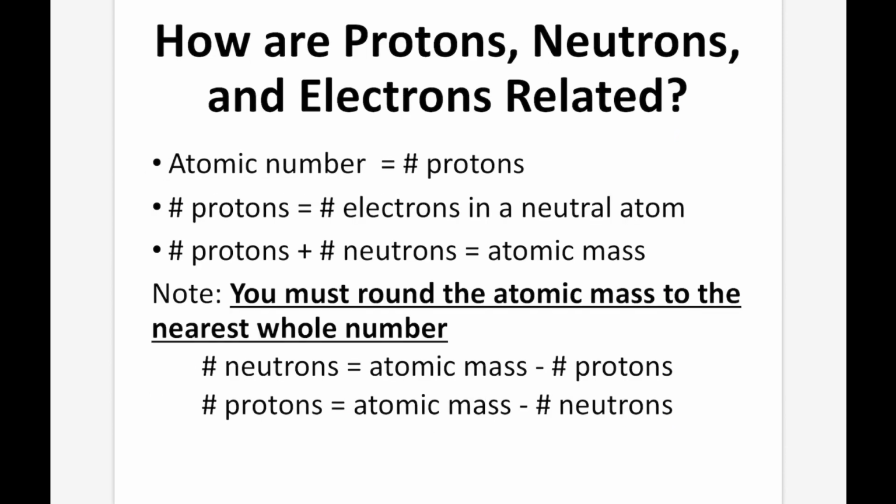So how are protons, neutrons, and electrons related? Well, the atomic number, remember, is the number of protons. The number of protons equals the number of electrons in a neutral atom. The number of protons plus the number of neutrons equals the atomic mass.